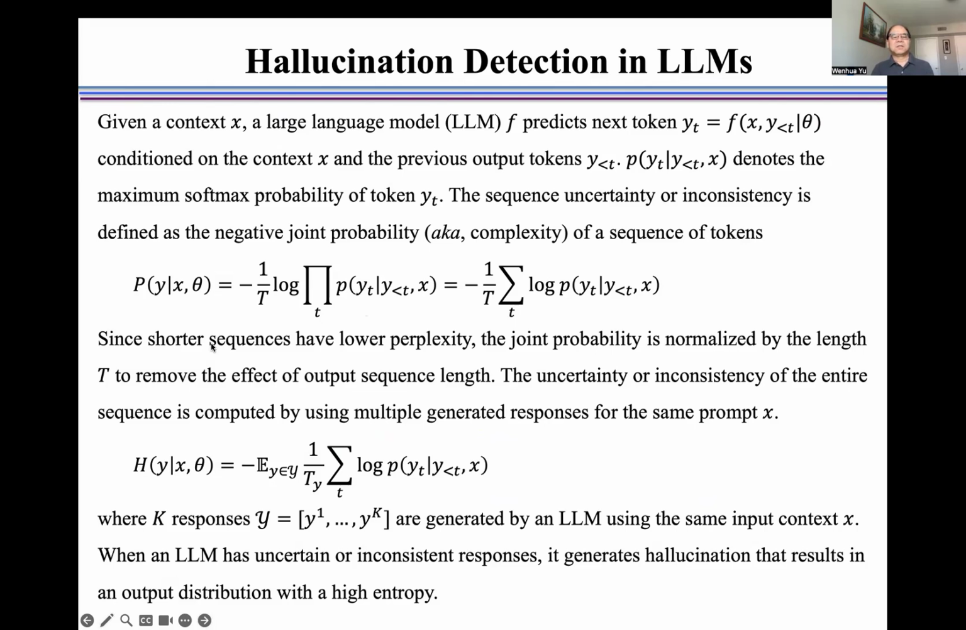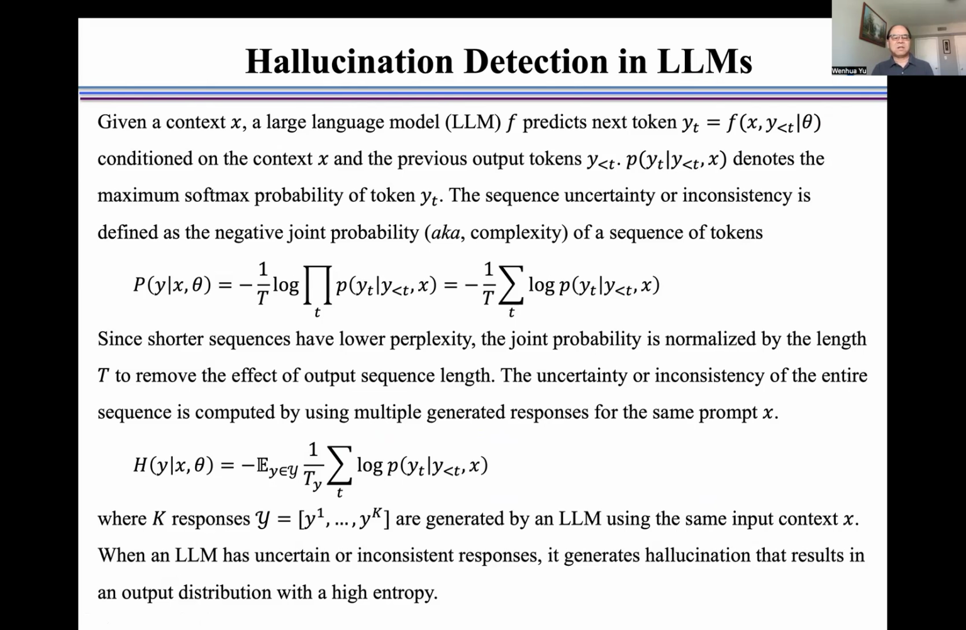Since shorter sequences have a lower complexity, the joint probability is normalized by the length T to remove the factor of output sequence length. The uncertainty or inconsistency of the entire sequence is computed by using multiple generated responses for the same prompt, as shown here, where K responses Y are generated by a large language model using the same input context X.